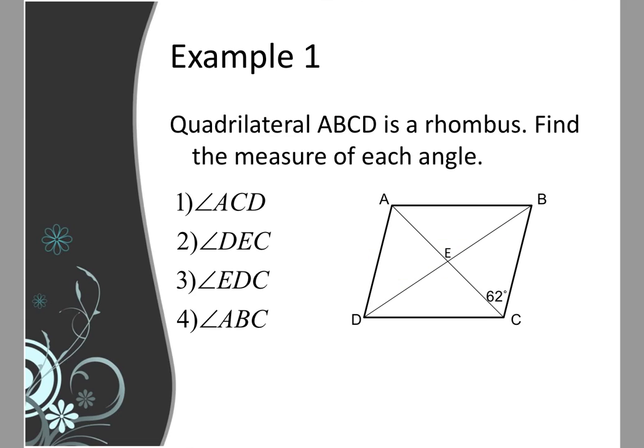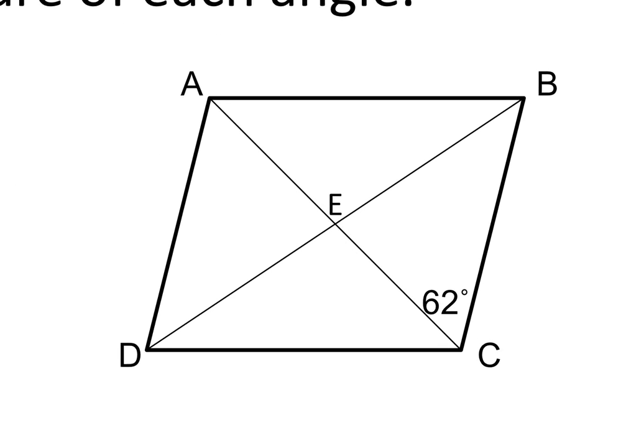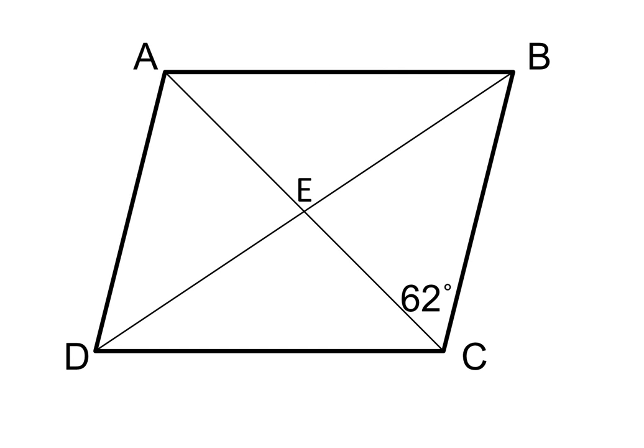All right. So example 1 says quadrilateral ABCD is a rhombus. Find the measures of each angle. So what do we know about the angles in a rhombus? That each side adds up to 180. That congruent angles add up to 180. What are we trying to do here? We gotta find all the angles.